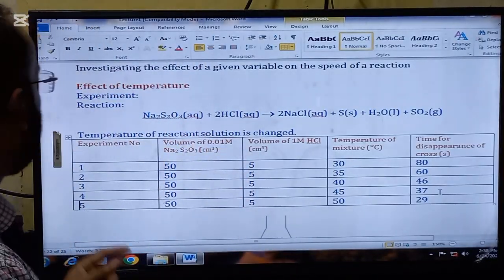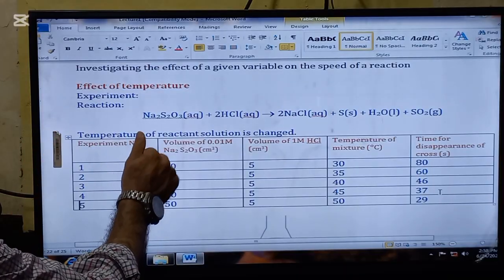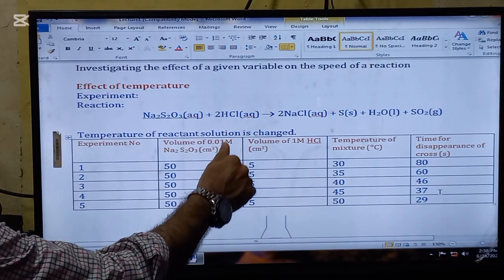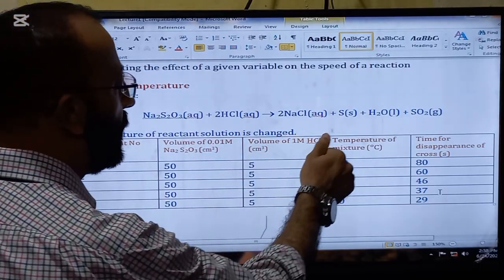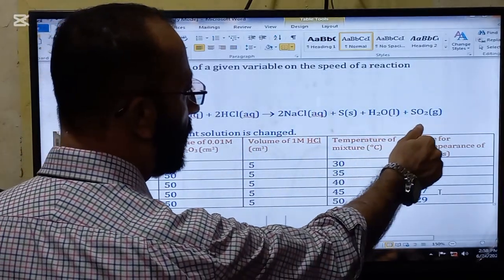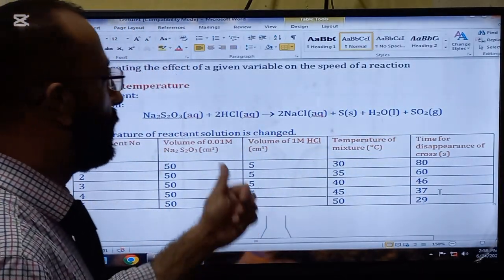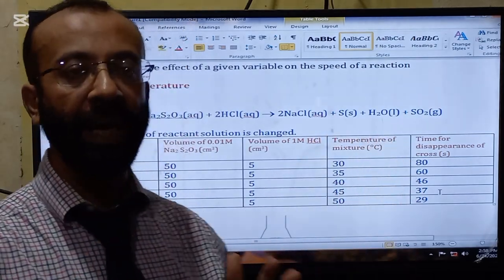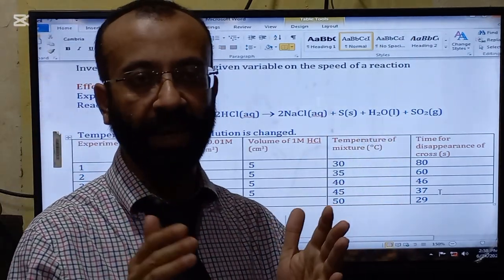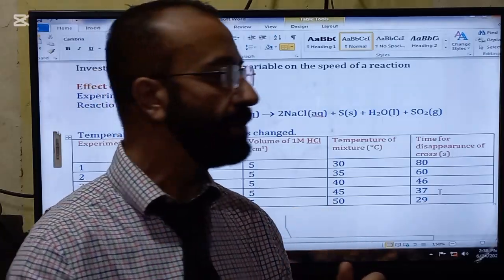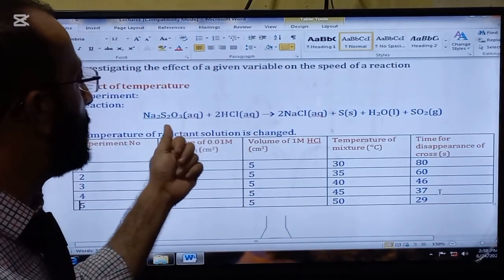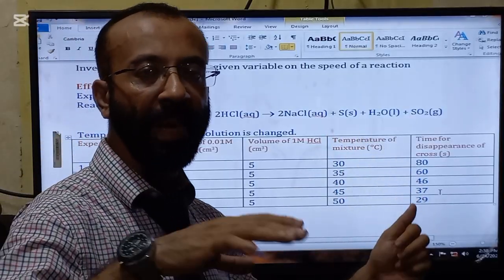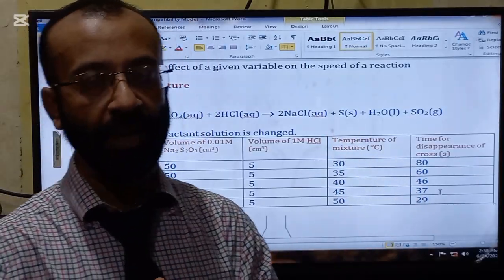So look now. The experiment is a reaction in which sodium thiosulfate is reacting with hydrochloric acid, forming NaCl plus sulfur plus water plus sulfur dioxide. So in this reaction, the sulfur which is produced will make the solution cloudy. When sulfur is produced, that will make the solution cloudy.